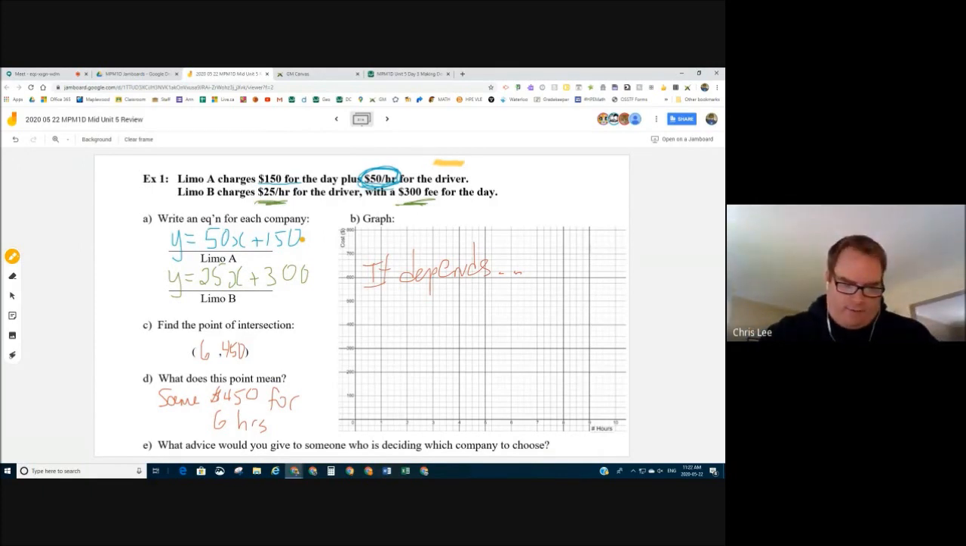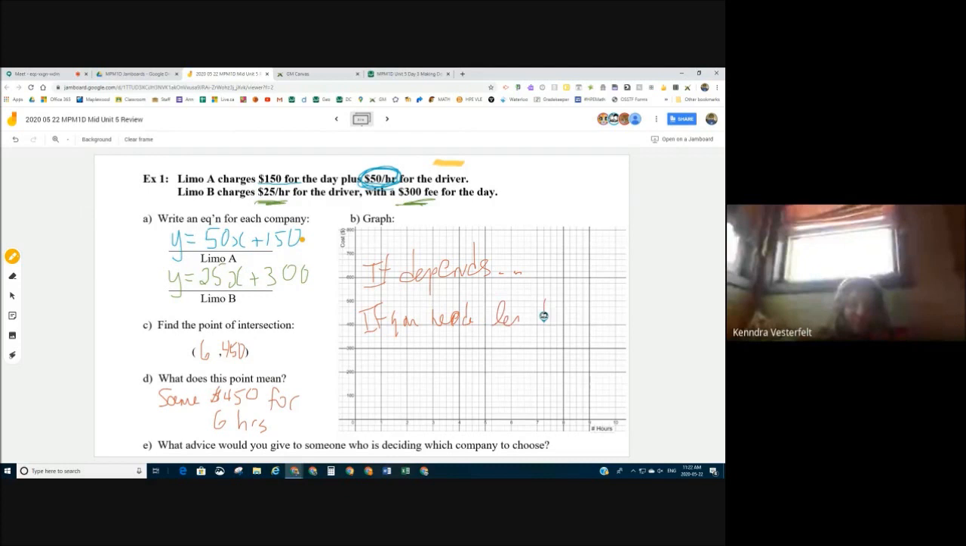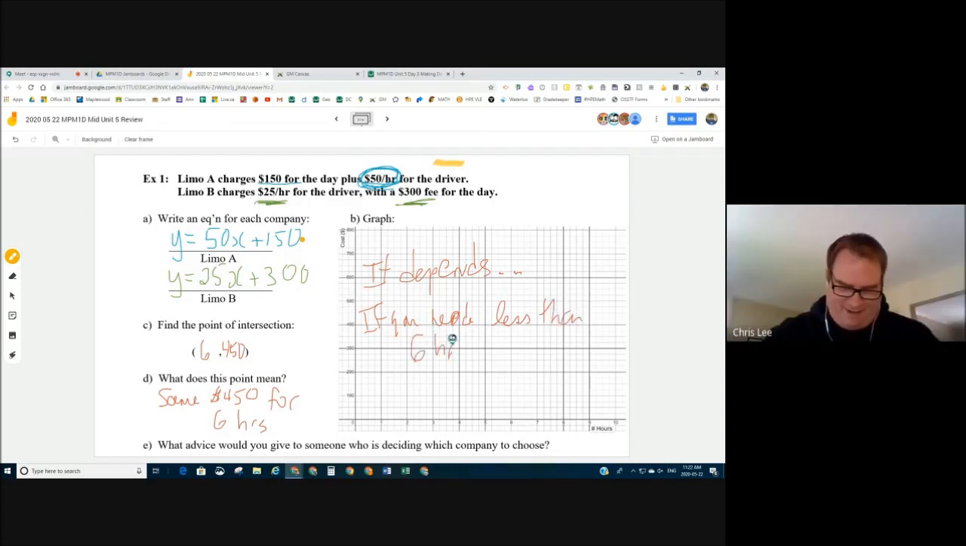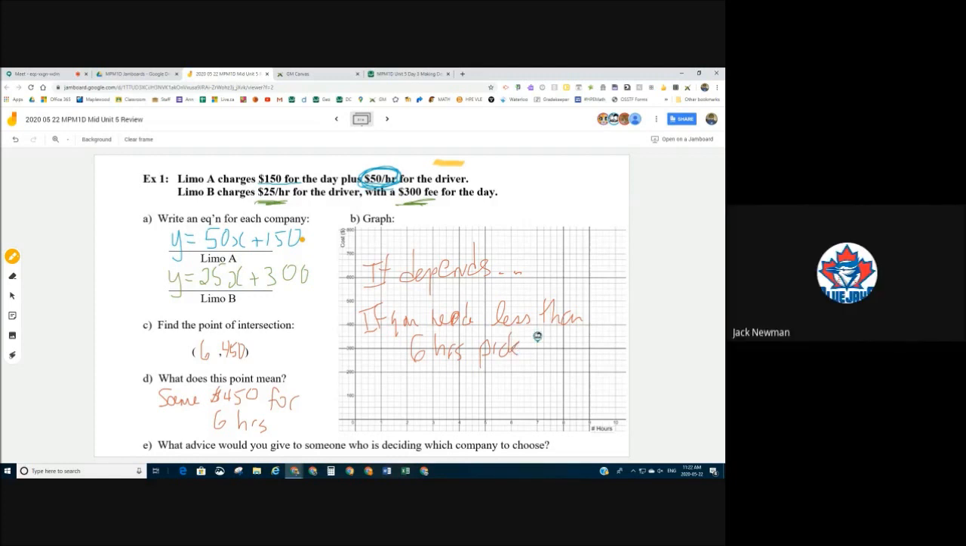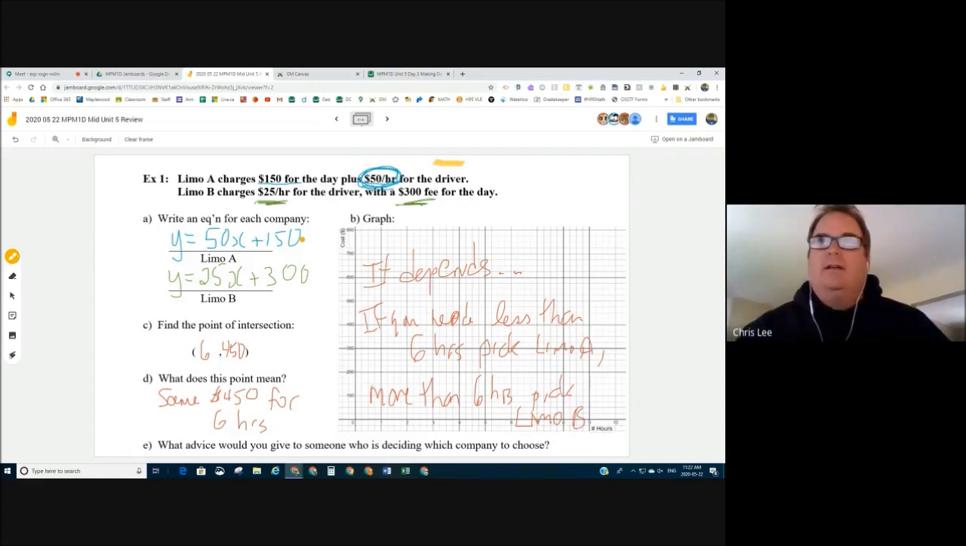So if you need less than 6 hours, pick limo A, and more than 6 hours, pick limo B. How's that for nice writing?